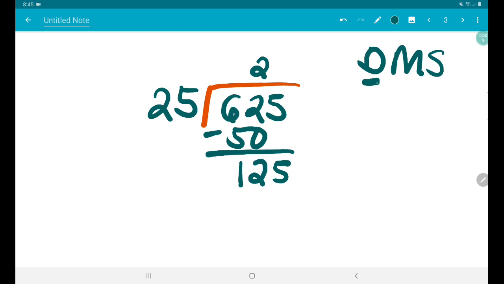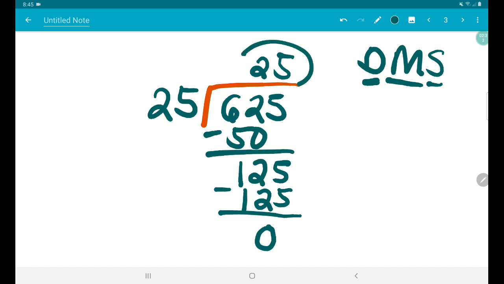125 divided by 25. Ilang 25 ang nasa 125? 5. Next, multiply. 5 times 25 is 125. Next, subtract. 125 minus 125 is 0. So, ang sagot natin ay 25.